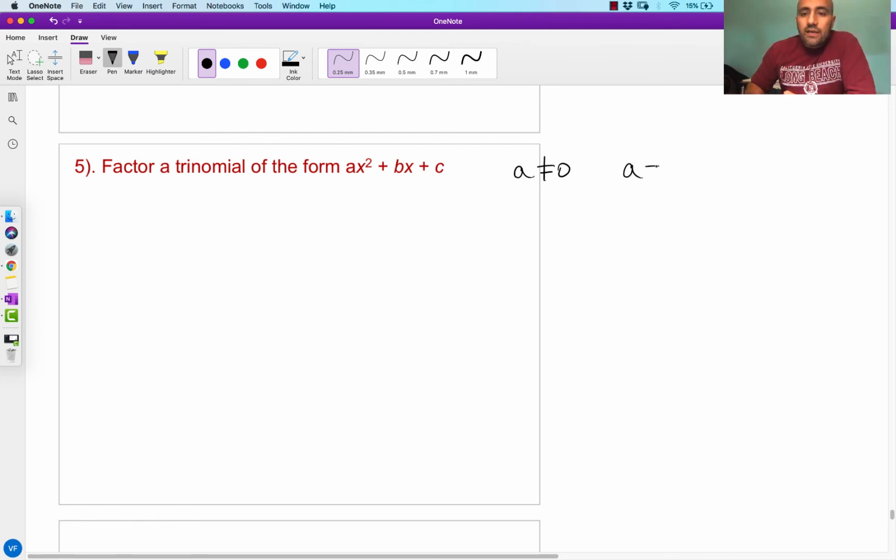And we're also going to ignore the case where a is 1, because if a was 1, then we would be back in case number 4, right? That would be the simpler case. So this is going to be a much more complicated situation. I'll write down the instructions for this, and then we'll do an example, and we'll see how you would solve it. So in order to factor these, I'm going to do something called the AC method.